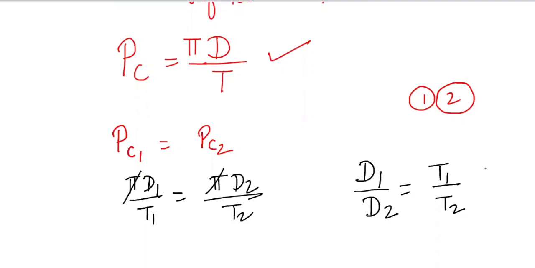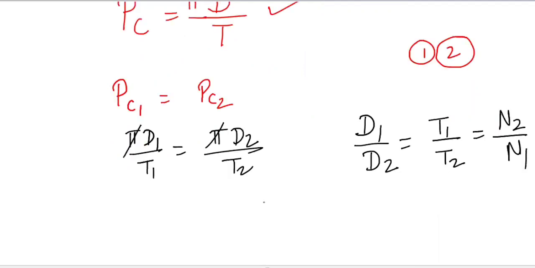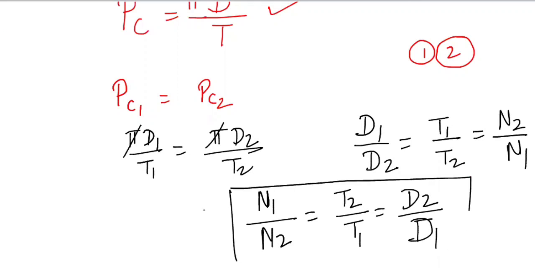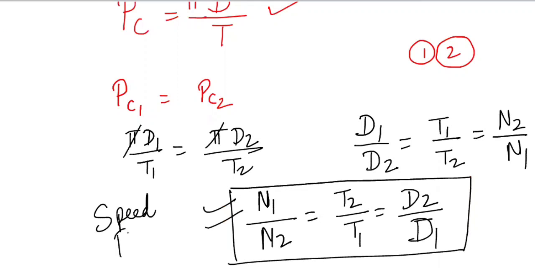And remember, this is again equal to N2 by N1, or I can say the reverse of it also. N1 is the RPM of gear number 1, N2 is the RPM of gear number 2, and N1 by N2 is equal to T2 by T1, which is equal to D2 by D1. This is the form in which we need to remember the formula, and this formula is the speed ratio formula.